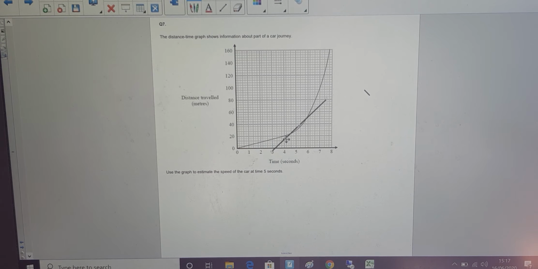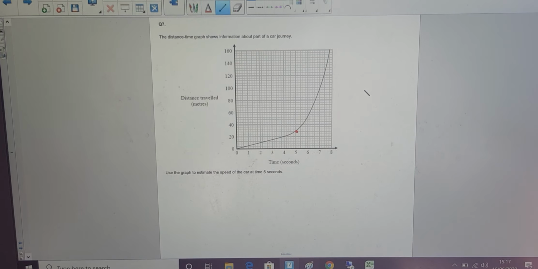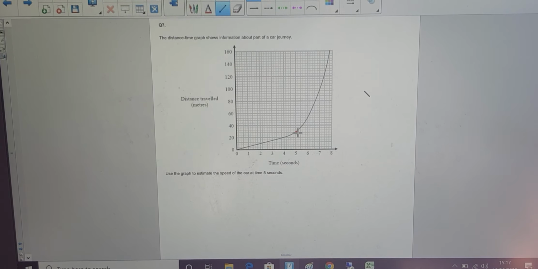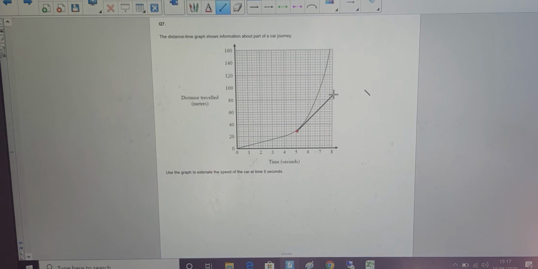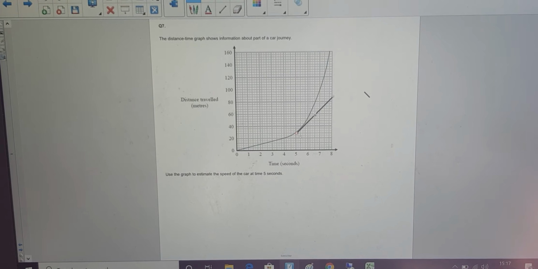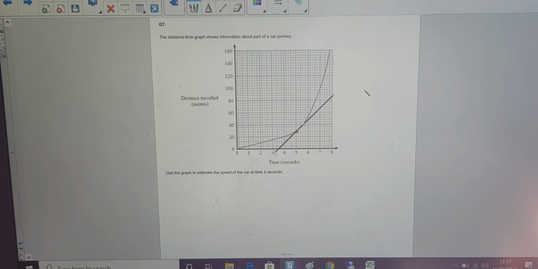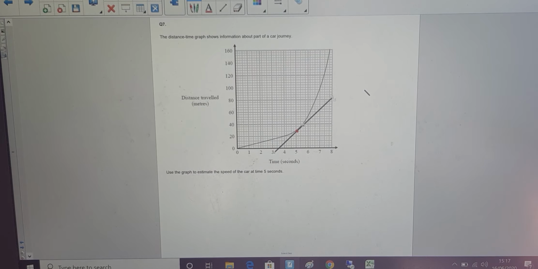Where is 5? Right, I'm going to start again. Sorry. Why don't I draw a dot where 5 is? 5 is here. Then I'll draw my tangent. So I'm going to draw out from here and from here. Sorry, even that tangent's not particularly good.